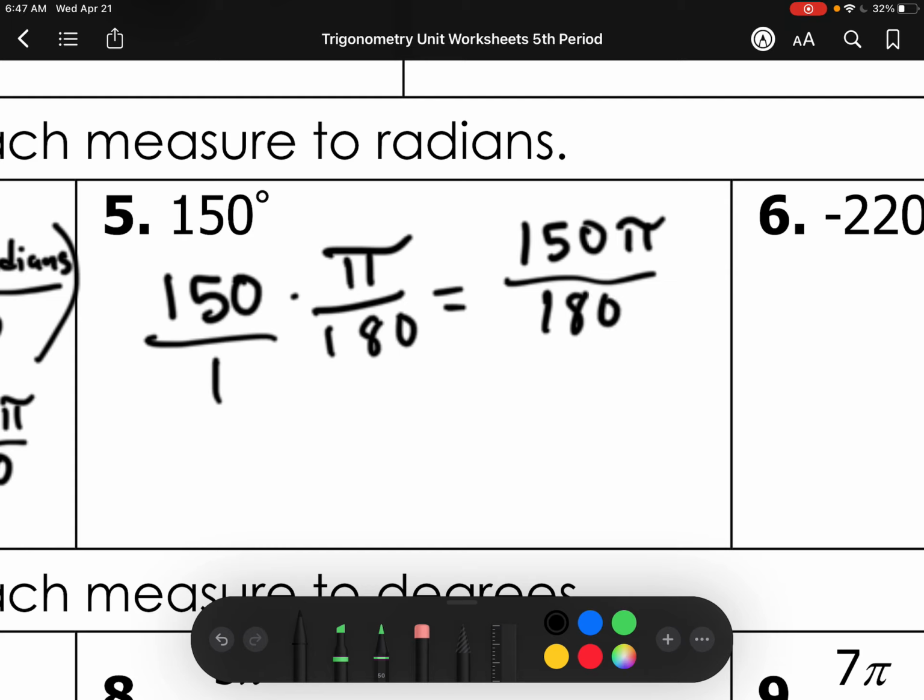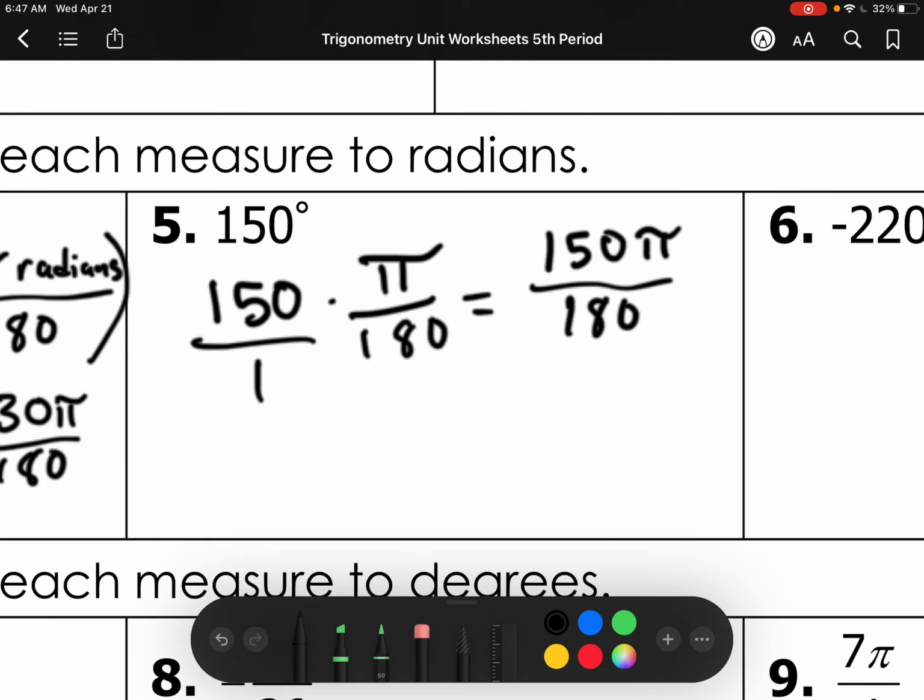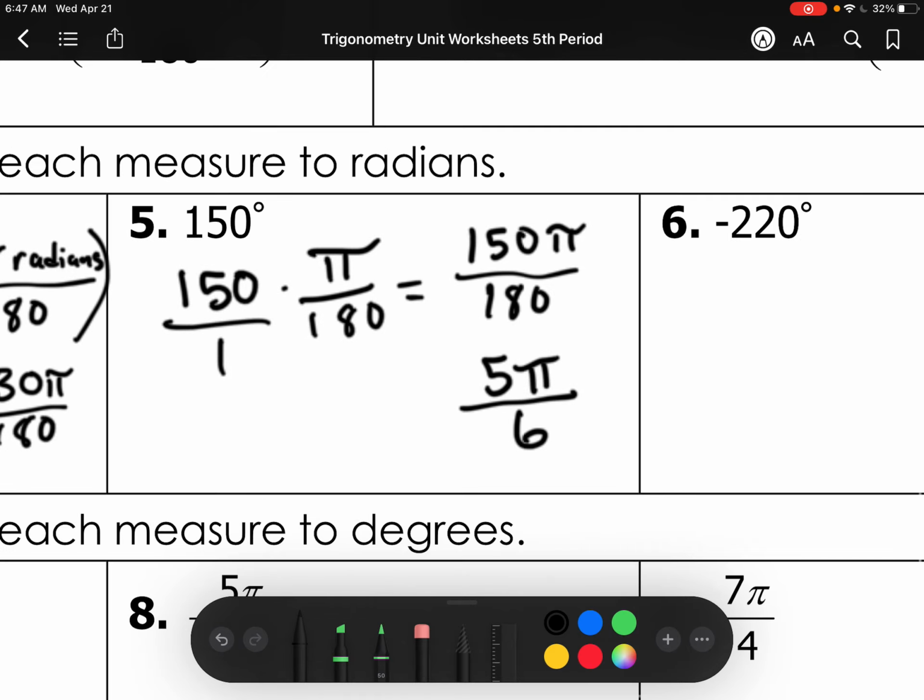And both of these are evenly divisible by 30 as well, right? So 150 divided by 30 is 5. So when we simplify, we get 5 pi over 6. All right, so 5 pi over 6 is what we get when we simplify 150 pi over 180.